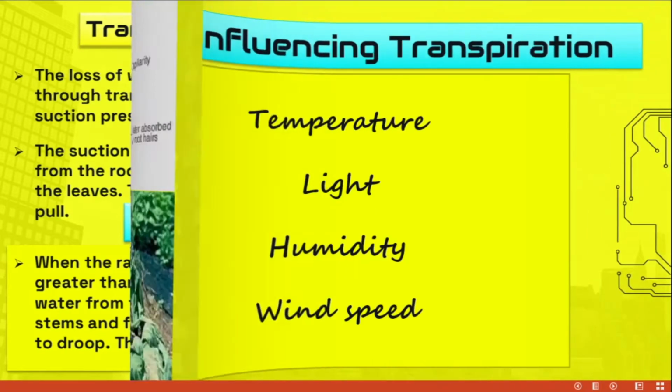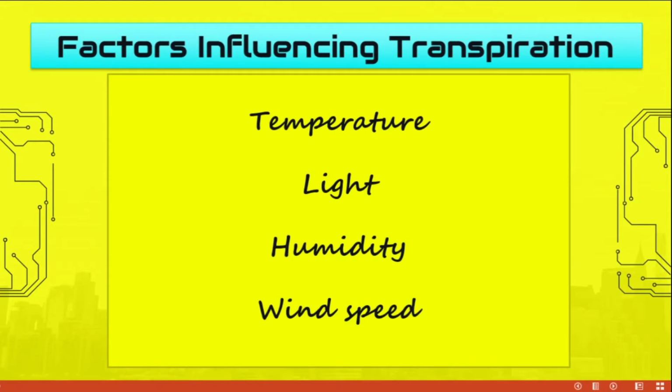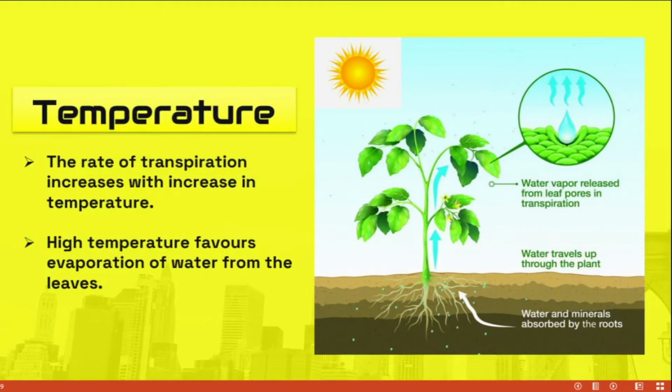Next, factors influencing transpiration. There are four factors: temperature, light, humidity and wind speed. First one, temperature. The rate of transpiration increases with increase in temperature. Whenever temperature is raised, transpiration also increases. It happens during the daytime. Whenever sunlight is too hot, transpiration also increases. So high temperature favors evaporation of water from the leaves. Look at the picture, you will understand very clearly.